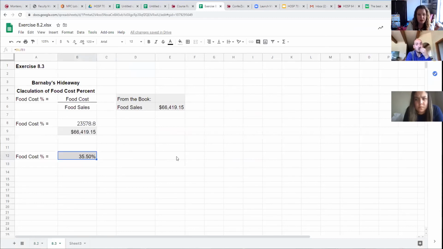The reality is, it's okay. Most restaurants now are working between a 20 to 30% food cost. So 35 is a little high.